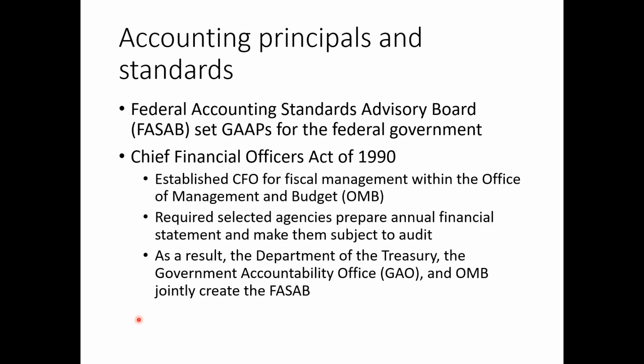And then FASAB was born later, from the Chief Financial Officers Act of 1990. At that time, people were worried about the inefficiency of the federal government because they thought it was wasting too much money. So this act established the CFO for fiscal management within the Office of Management and Budget, OMB. It required selected agencies to prepare annual financial statements and make them subject to audit.